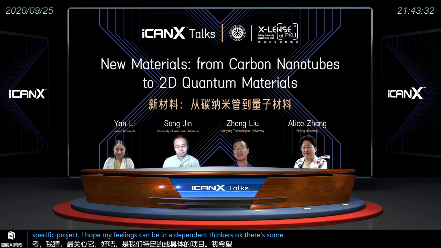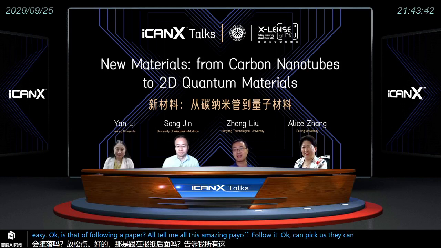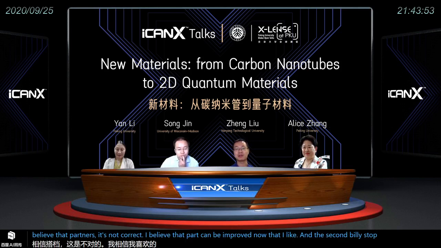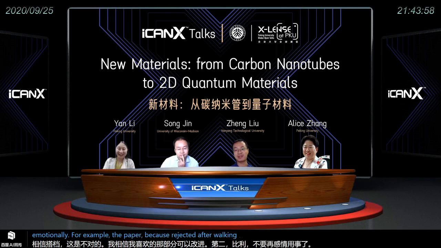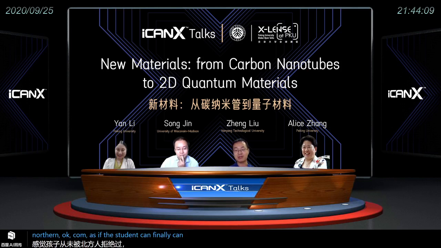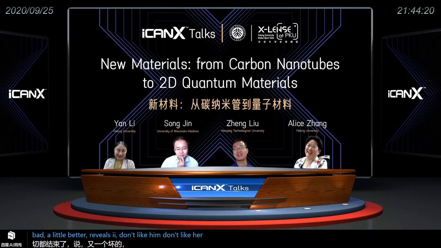Okay, there are some points, such as that a student can question everything. Instead of following a paper or telling me, oh, this amazing paper, we'll follow it, he can discuss. I believe that part is not correct. I believe that part can be improved. So this I like. And secondly, stop thinking emotionally. So for example, the paper got rejected after working for 3 years. The student can argue against the rejection by some innocent comments in a logical, reasonable way, instead of saying that's a bad reviewer, I don't like her. That's not the end of the world, right? That's just a new start.